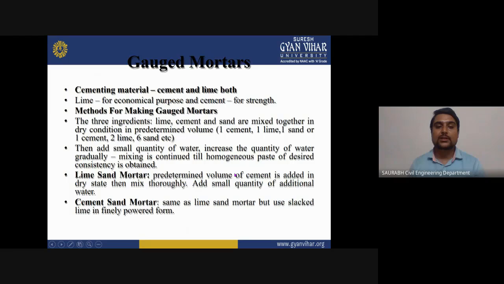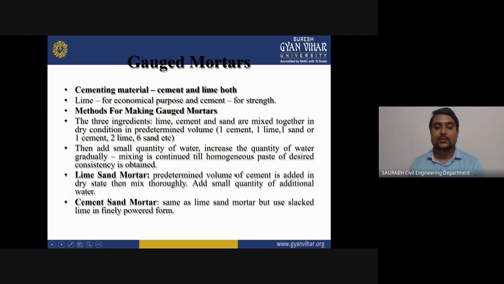For strength, the method of making gauge mortar: there are three ingredients in gauge mortar. First, lime, cement and sand are mixed together in the dry condition in a predetermined volume. One part cement, one part lime, one part sand, as you can see here. Then add a small quantity of water, increasing the quantity of water gradually. Mixing is continued till a homogeneous paste of desired consistency is obtained.